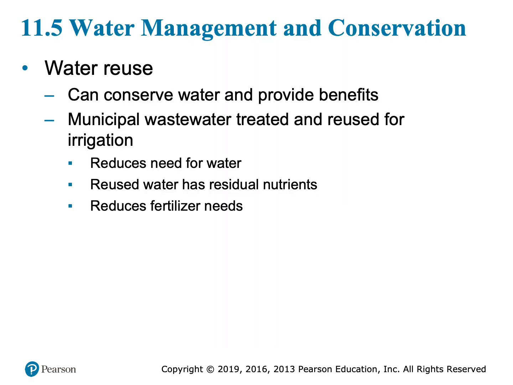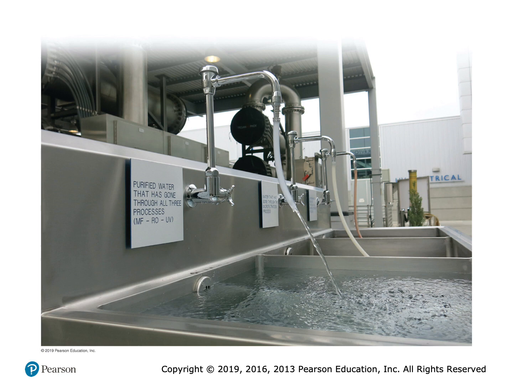Water reuse. This can conserve water and provide benefits when water is reused. Municipal wastewater treatment centers are helpful for reusing and treating irrigation water, which will reduce the need for water. It will reuse water that has residual nutrients and reduce fertilizer needs. So this is a look at the Orange County Water District, which will purify wastewater for release into the groundwater basin in Fountain Valley, California. It takes highly treated wastewater and purifies it through a 3-step process of microfiltration, reverse osmosis, and treatment with ultraviolet light.